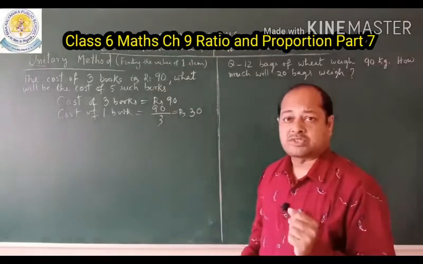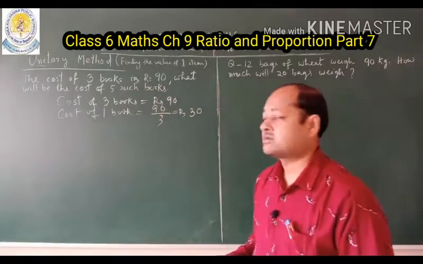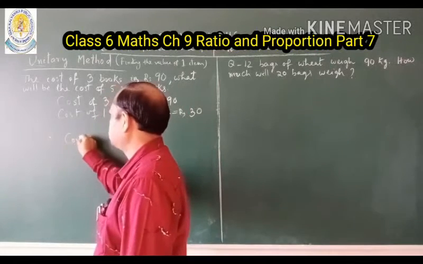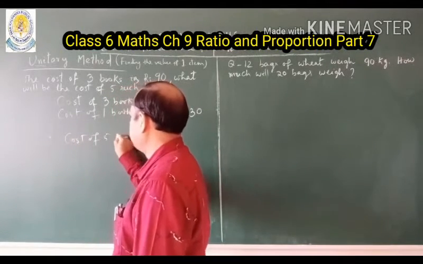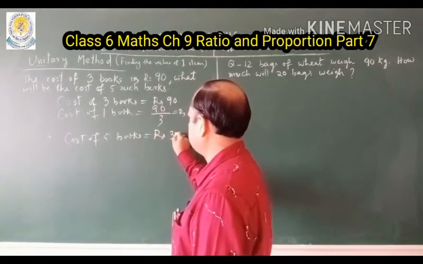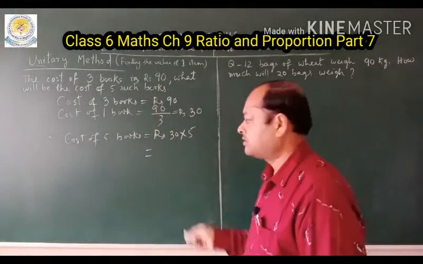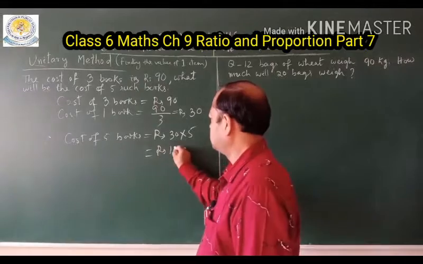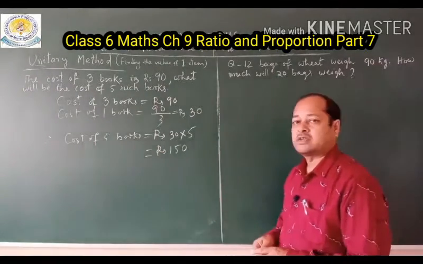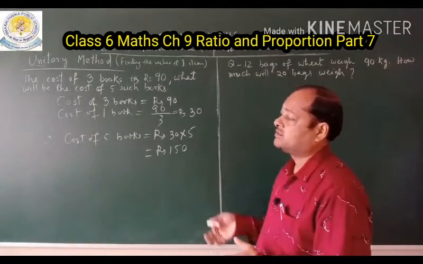Now in the question what is given? Find out the cost of 5 such books. So what is the method? Therefore cost of 5 books equal to, one book costs rupees 30, so 5 books cost, just multiply it, 30 into 5. What is the answer? Rupees 150. So the cost of 5 books is 150. Likewise we can find the answers to problems based on the unitary method.